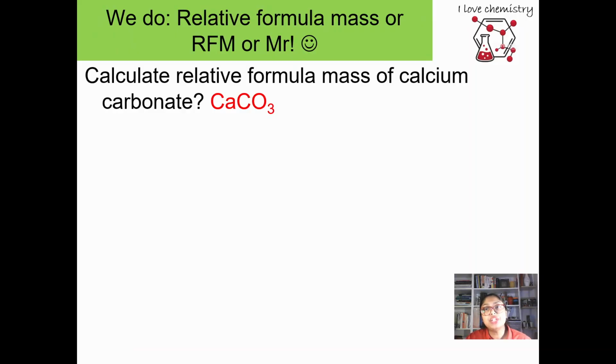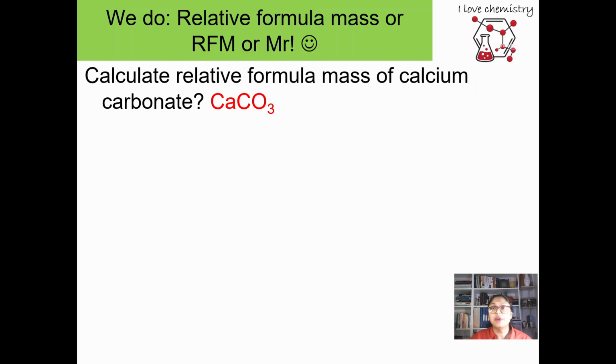Next, I'm going to introduce relative formula mass. In short, RFM, or the symbol Mr, normally used. It's very simple. Basically, you are adding up all the numbers for a compound. Let's take the example of calcium carbonate, formula CaCO3. How to calculate the relative formula mass of calcium carbonate?